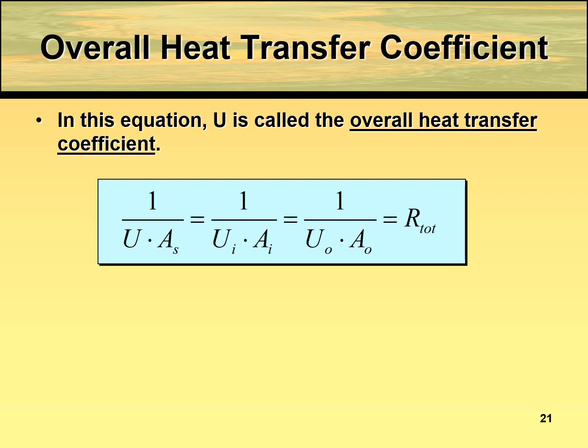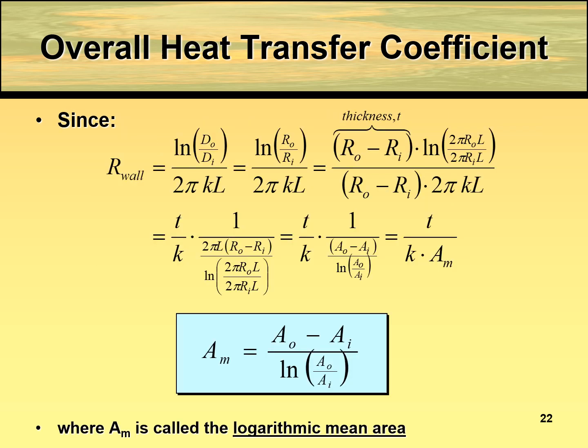So in that condition, you just take U instead of UI or UO. In this condition, the equation is called the overall heat transfer coefficient, where 1 over UO AO is equal to R total. In this case, the wall resistance can be considered as natural log dO over di over 2 pi kL, and then natural log ro over ri over 2 pi kL. If you expand this equation, it will give you this one.